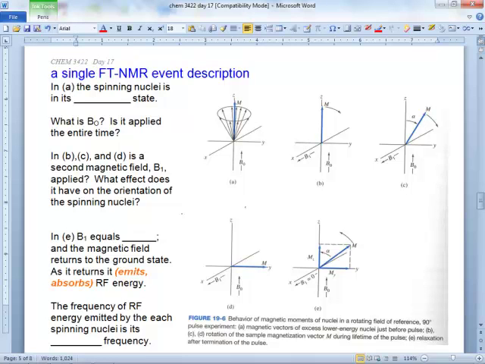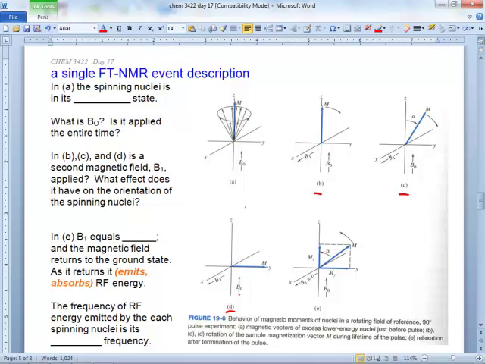In B, C, and D, do you see a second magnetic field applied? B, C, and D. You see it? B1. Yeah, it's B1. In fact, it's applied at what angle? 45. No, it's like 60. 90, isn't it? It's applied at what angle to B naught? 90. Three-dimensional graph, right? So they call it a 90-degree pulse, right? Because notice how B1 disappears, so that must be our pulse, right? Our applied magnetic field is just a magnet that's on.